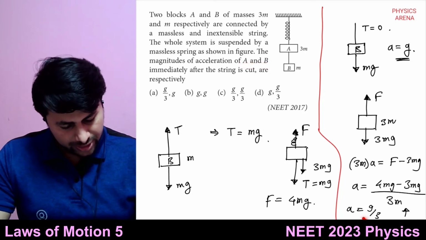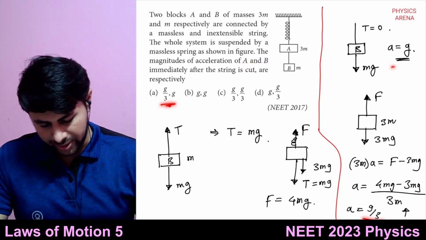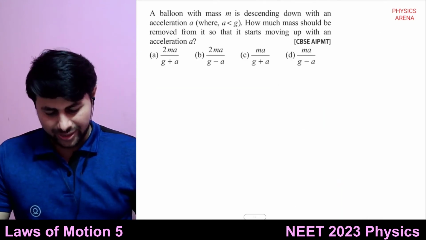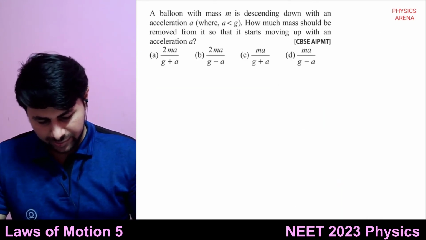Accelerations are g by 3 and g respectively. So option A is the answer. All right. Let's move on to the next question.